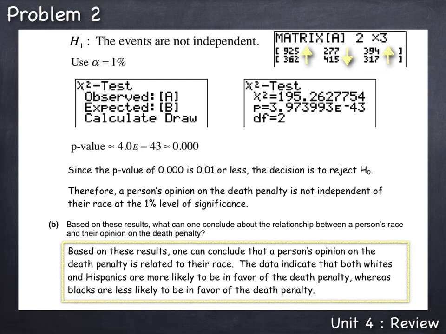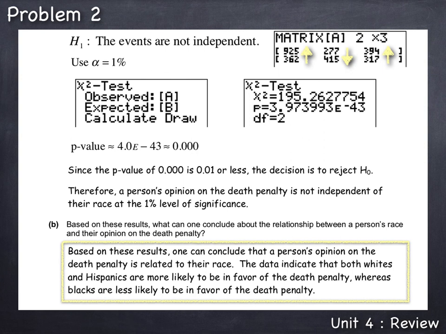So to answer part B, there are lots of different ways you can respond to this question correctly. You just need to describe the relationship that's seen here. In this case, since part A says they're not independent, that means they depend on each other. That gives us a conclusion that there's definitely some relationship here. So that's why we said, based on these results, one can conclude that a person's opinion on the death penalty is related to their race.